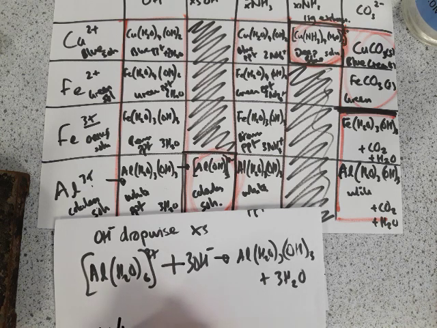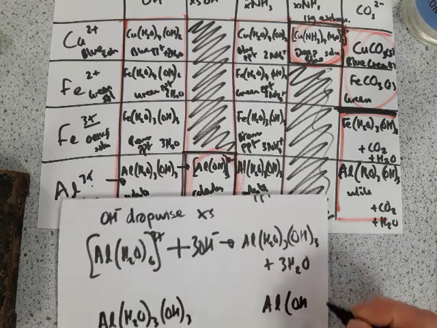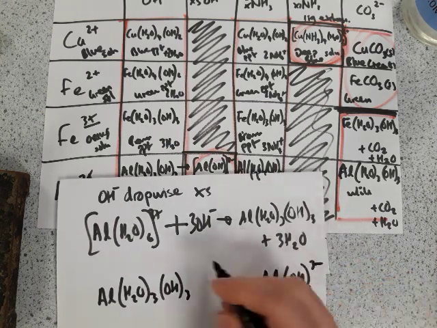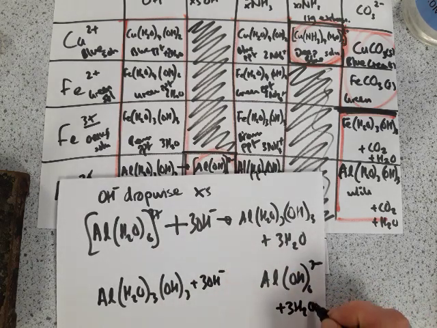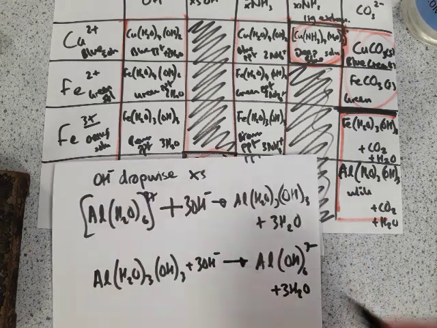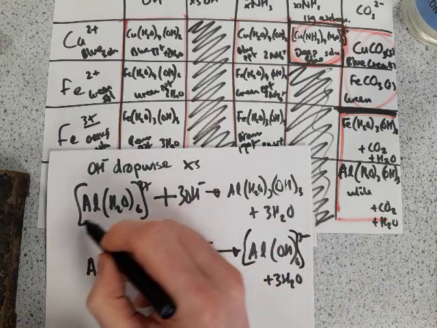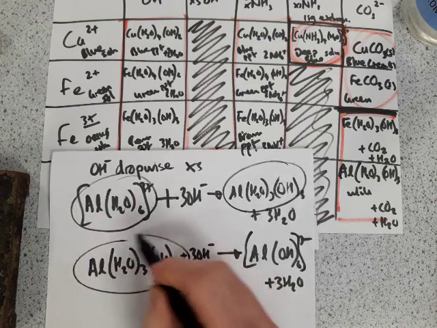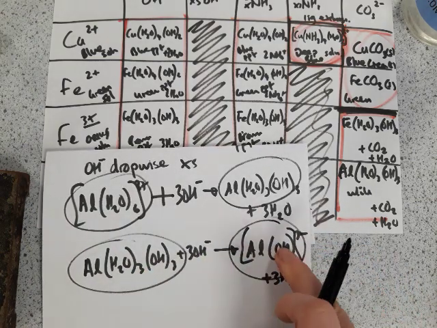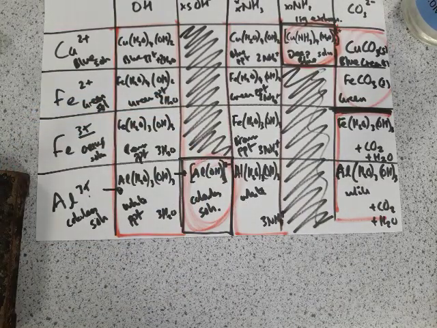So you can write your starting point, Al(H2O)3(OH)3, this white precipitate, and I know I'm going to end up at [Al(OH)6]3-. To do this, I'm going to need 3 more OH minuses, and I'm going to make 3 more H2Os. Square brackets around anything ionic. All right, observations: colourless solution, white precipitate. The white precipitate dissolves to form another colourless solution.